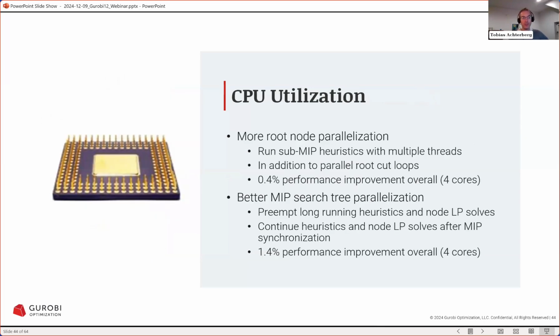Regarding the CPU, we have done a few things. So one thing is we are now a little bit better in exploiting the multiple cores at the root node, because we are now running submip heuristics with multiple threads, in addition to the already existing parallel root cut loops. And that gave us, on our machines, which have just 4 cores, a 0.4% performance improvement overall.